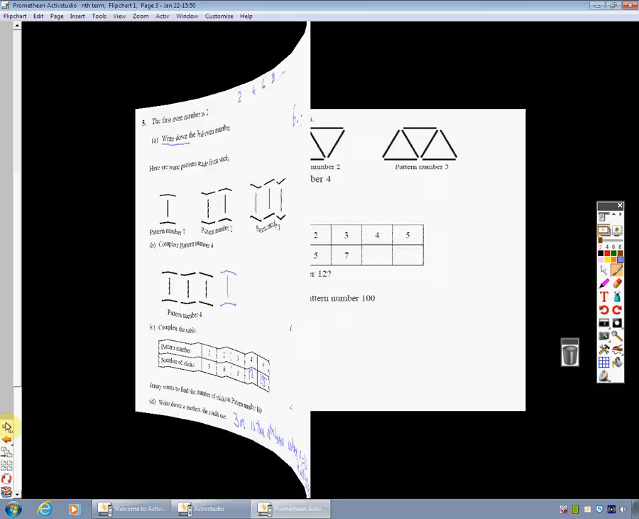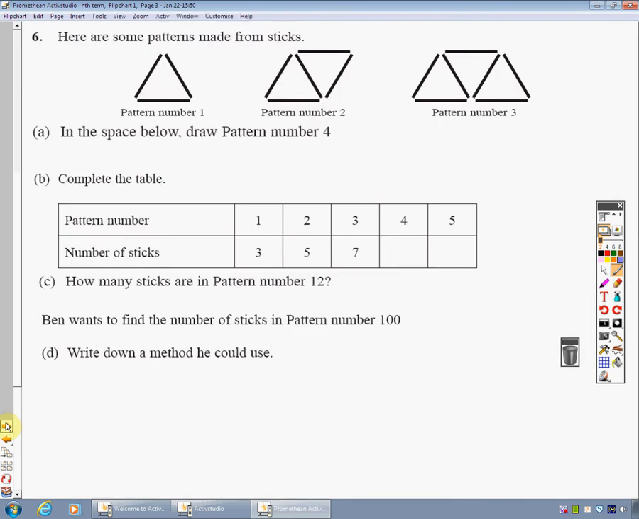Okay, another question for you. Hopefully you've now seen the pattern coming along. Have a go yourselves. Press pause. Welcome back. Here are some patterns made from sticks. Pattern number 1, pattern number 2, pattern number 3. In the space below, draw pattern number 4. I will draw it below this time because I haven't got any room to draw it anywhere else.